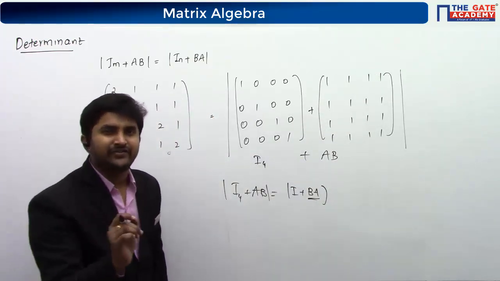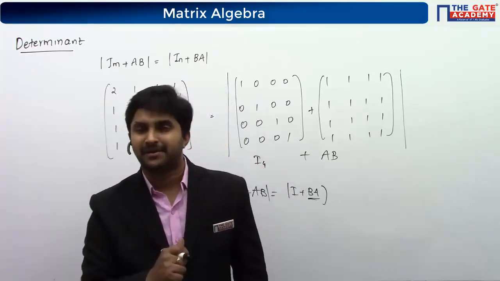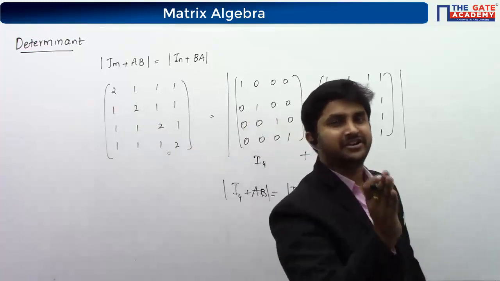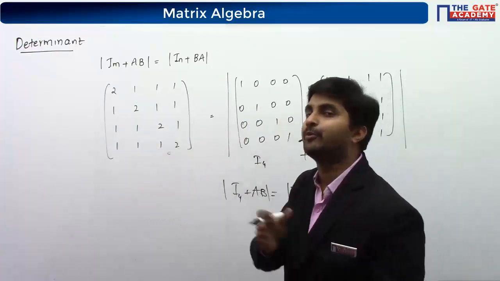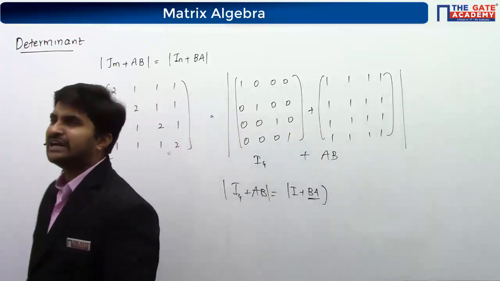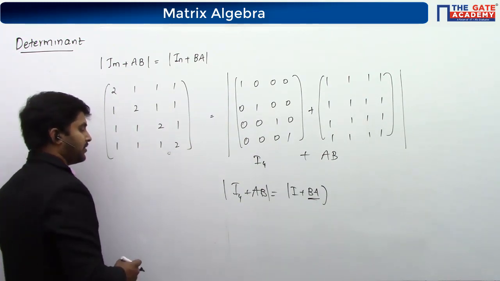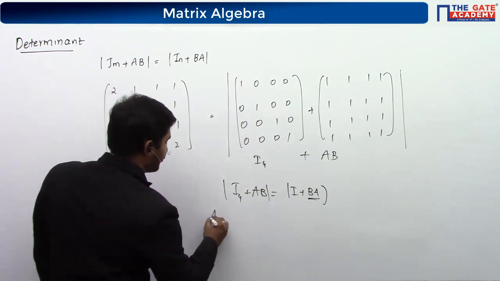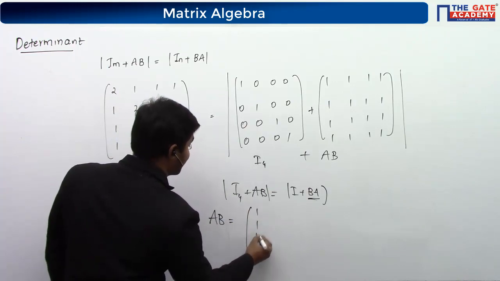See, when did we have all the rows the same or proportional? Do you remember? Just now in determinants we have solved a problem where all the rows were proportional to each other. When did we have that? We had that when we had a multiplication of the column matrix and the row matrix.